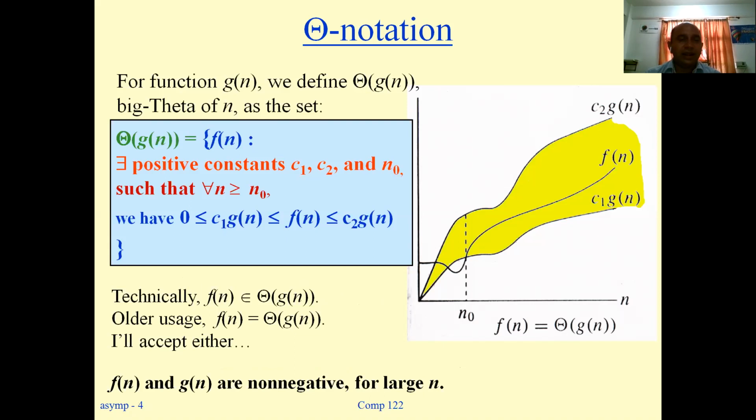So technically f(n) is included in theta g(n). Basically, theta g(n) is a family of functions. So we can also write f(n) is equal to theta g(n), where f(n) and g(n) are both non-negative functions. Meaning the value of f(n) is greater than or equal to 0, and the value of g(n) is also greater than or equal to 0. So this is the theta notation.